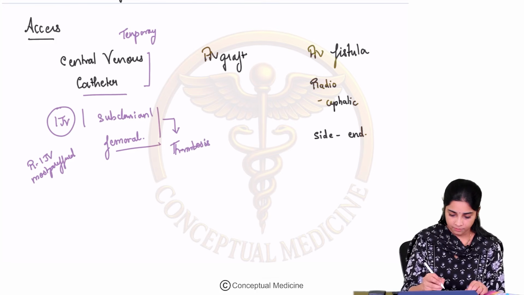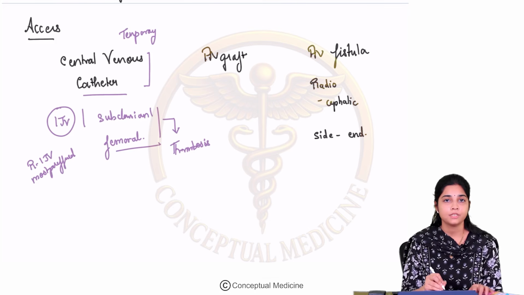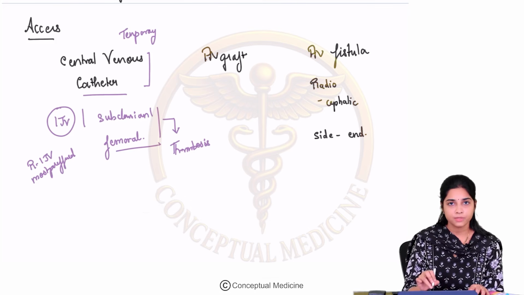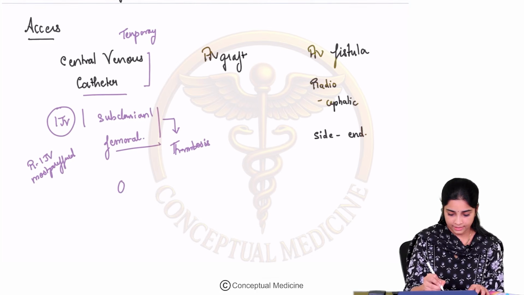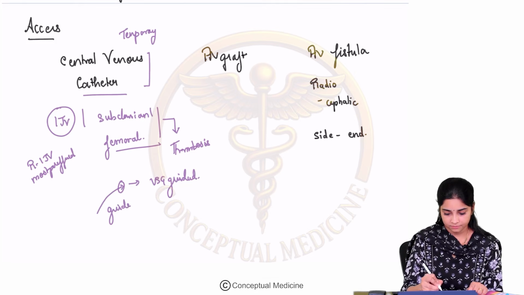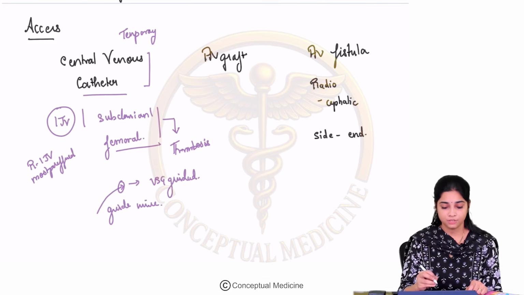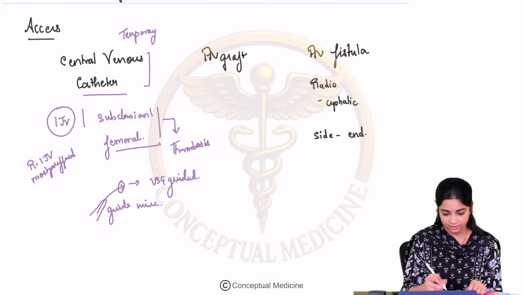Okay, fine. Now what are the complications? What is the procedure and what are the complications associated with this? So the procedure is that you basically select a vein and you make it USG guided. So what happens is that you put a guide wire, and following the insertion of a guide wire, you put the catheter across.